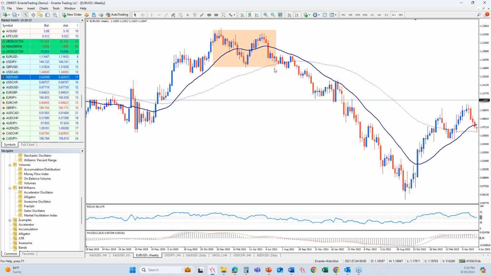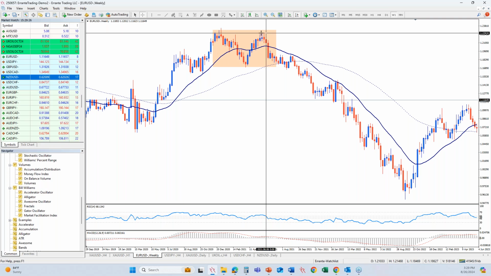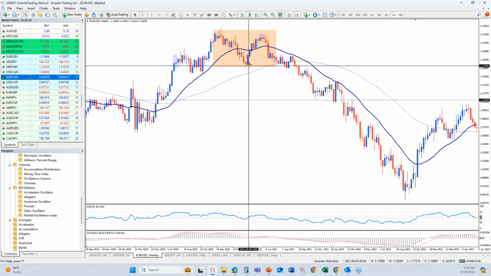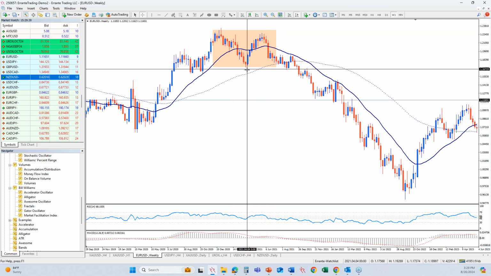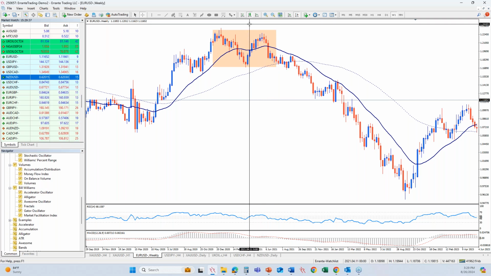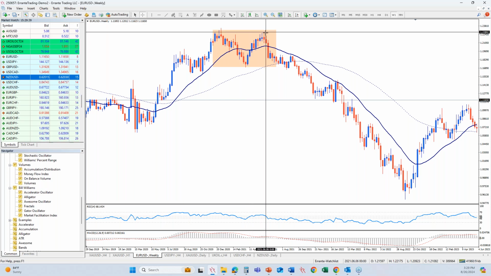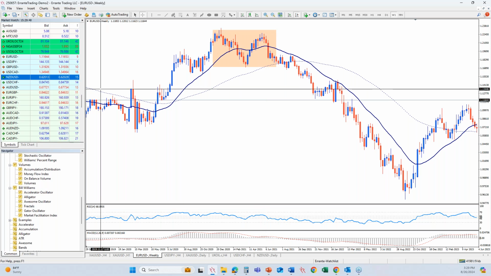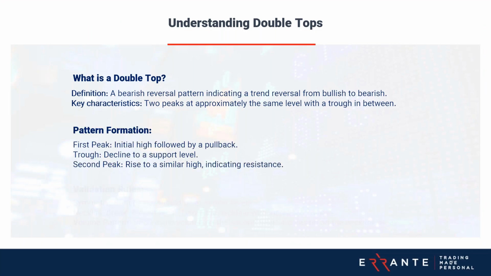I was saying these peaks here, for example, are separated by a trough at this level, or a pullback that dips down to a support level like this level. The appearance of the two peaks suggests that the market has tried to push higher twice but failed both times, indicating a strong resistance level. Let's break down the formation of the double top.